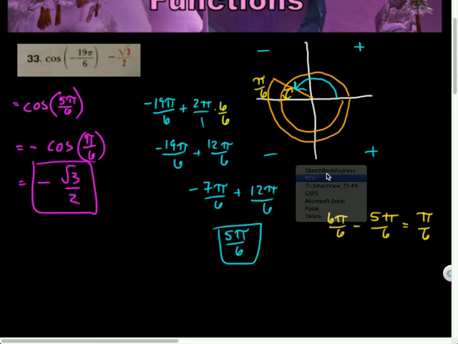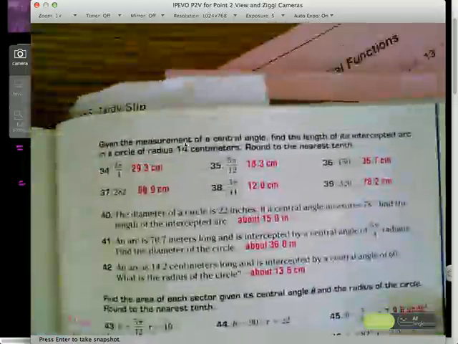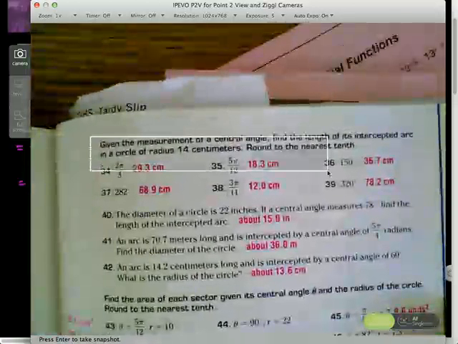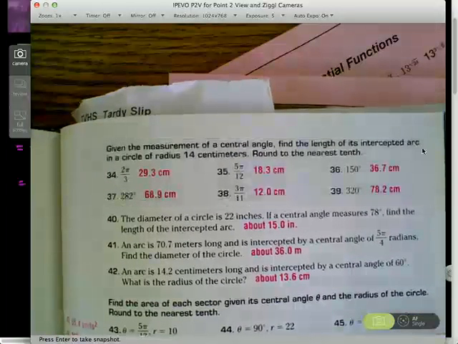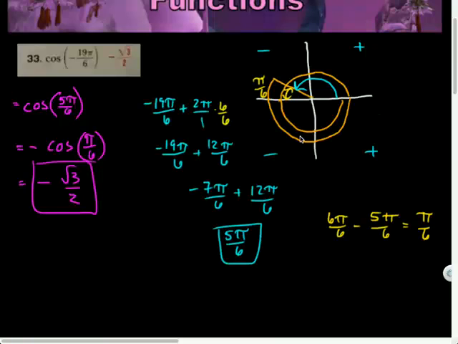So other questions from the text? Someone said 35 or something like that? Yeah. 35 to 45. Anything. 35, it says, given the measurements of a central angle, find the length of its intercepted arc in a circle of radius 14 centimeters.